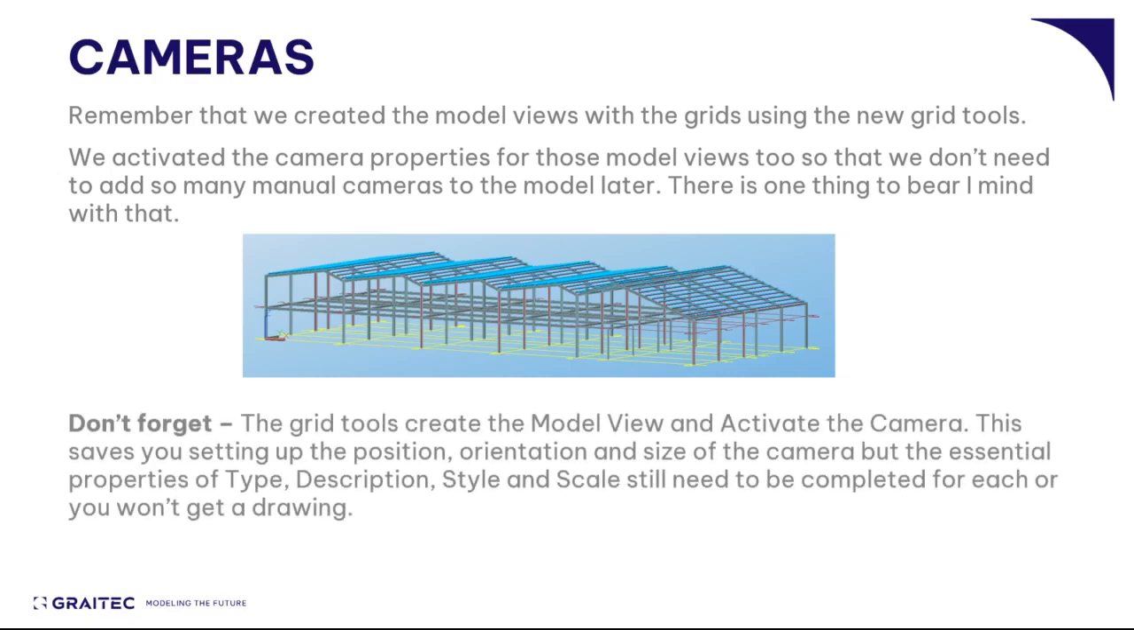So, as we just said, don't forget, the grid tools create the model view and then activate the camera portion. That saves you setting up the position, the orientation, and the size of the camera. But you really have to go in and set the type, the description, the style, and the scale. If you don't set those, especially the style, you simply won't get a drawing. So it's done half the work. It can't do all the work, so it can't anticipate which of those other options you're going to need. So it's done the hard bit, the position and the orientation and the size. You need to set the final things, the description and style, especially.